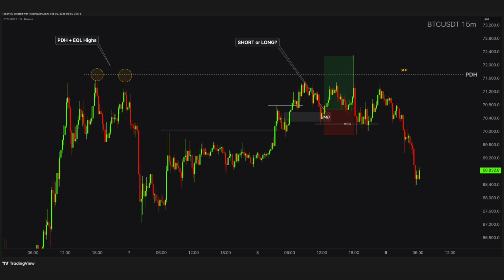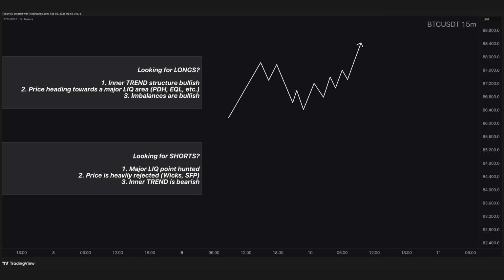But in this case, price actually rejects the previous day's high level with a swing failure pattern. Then we see the internal structure shift that starts turning bearish. So in the end, it makes more sense to look for short positions rather than trying to force longs here. You see, this is how we combine small clues together using liquidity, structure, and some imbalances to make smart trading decisions. So, if you are looking at any charts right now, should you be looking for the longs or should you be looking for the shorts?